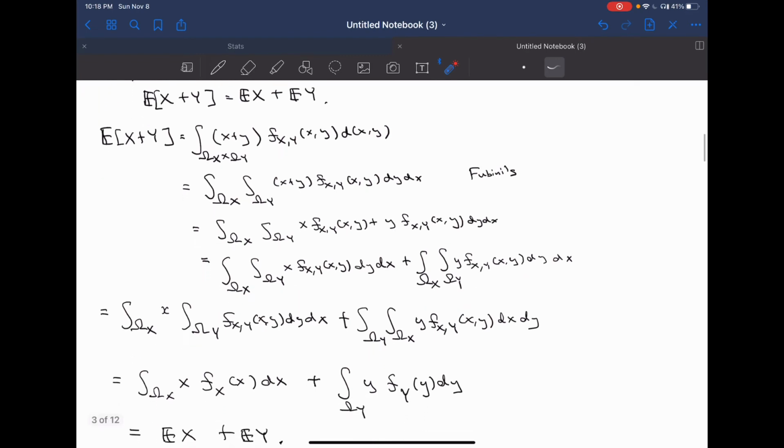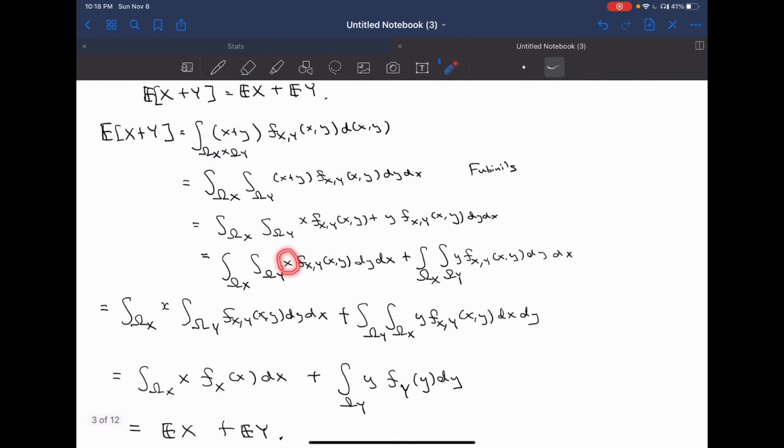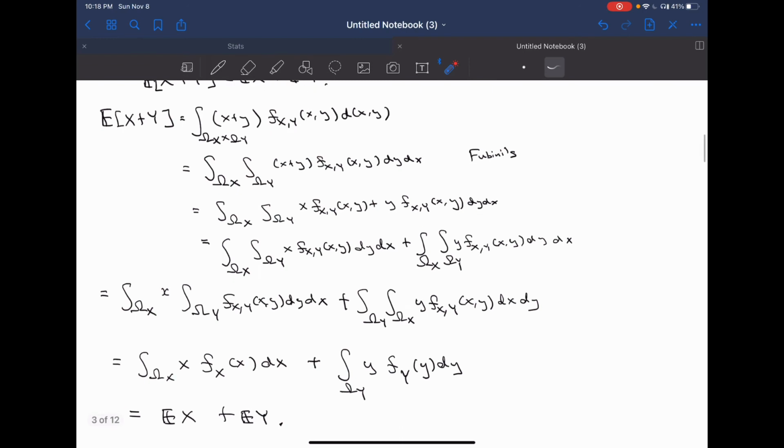And then now, note that this x is a constant with respect to y, so we can pull it out by linearity of integration. And then by Fubini's again, we're going to switch the order of integration here from dy dx to dx dy, right? And then notice here, now that we switched it to dx dy, y is a constant with respect to x, so we can pull out this constant.